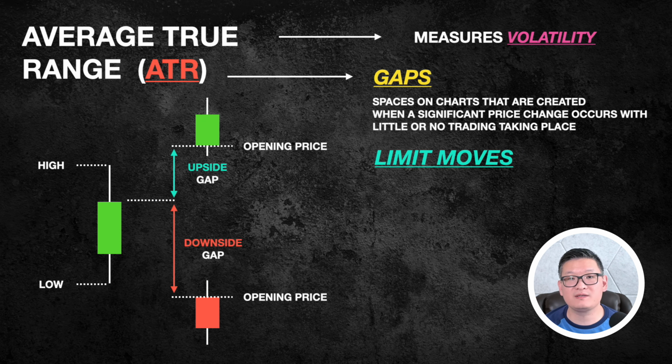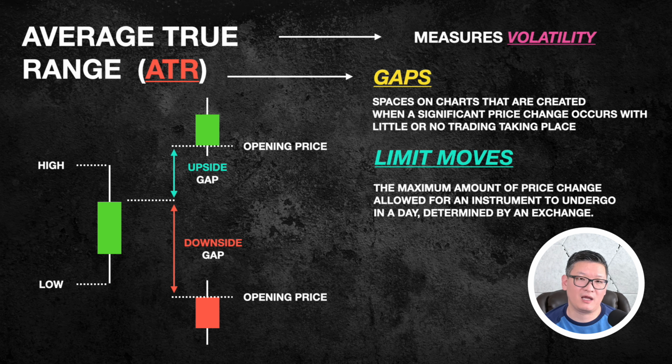Gaps are basically spaces on charts that are created when a significant price change occurs with little or no trading taking place. Limit move, on the other hand, is the maximum amount of price change that is allowed for a commodity futures contract to undergo, determined by an exchange. The inclusion of both of this important data enhances the ability of the ATR to display more correct values. This is why ATR is very good at showing more realistic data when it comes to volatility. Let me show you why this is a big deal.